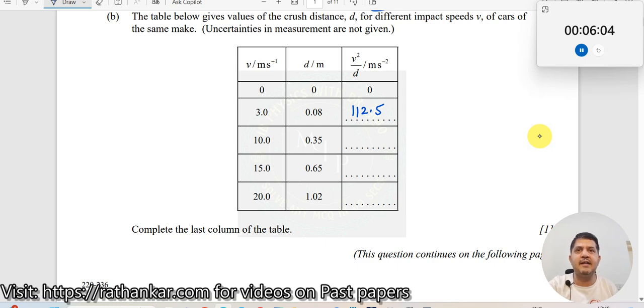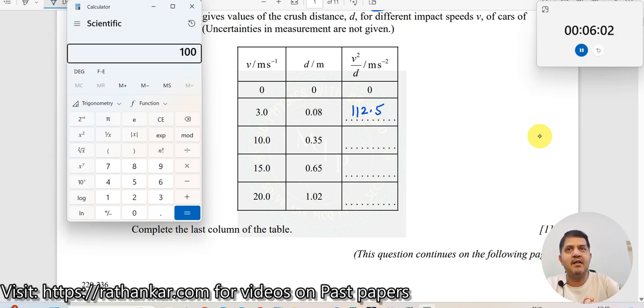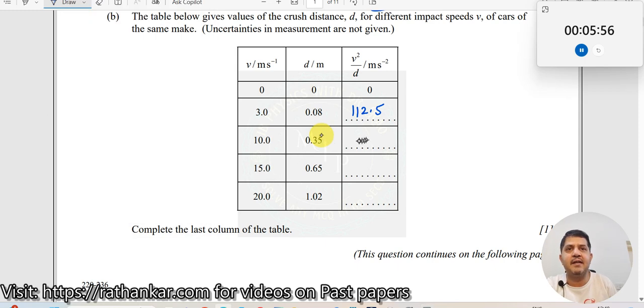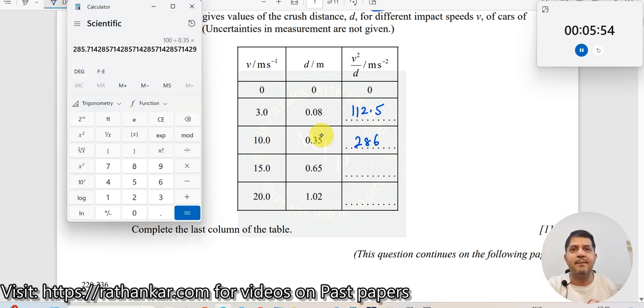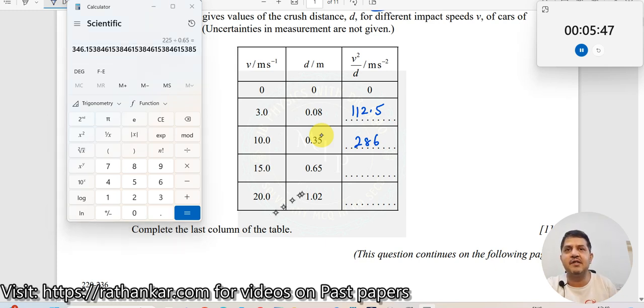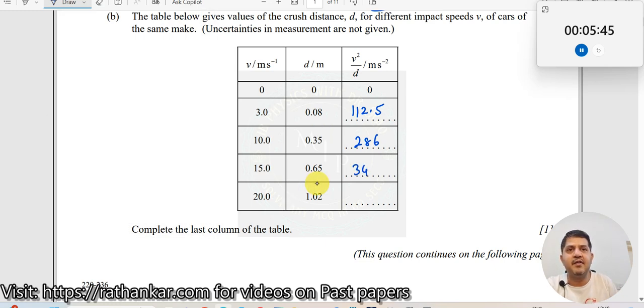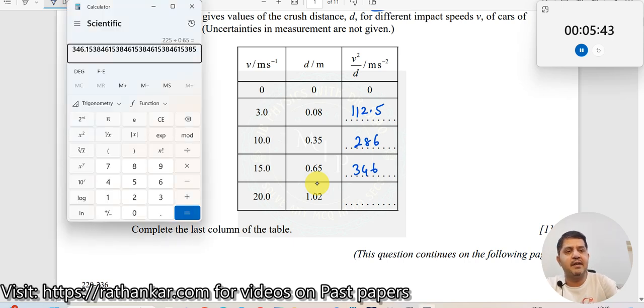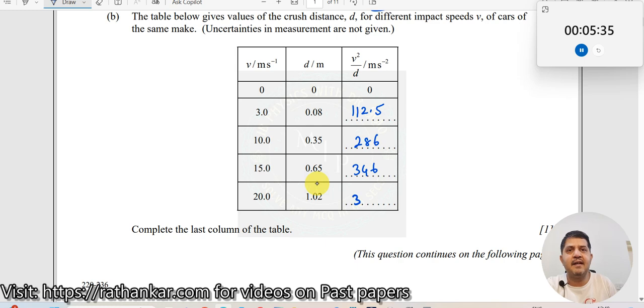And then the next one, 10 square, 100 divided by 0.35. How much does it get? 285.71. I'll write this as 286. Then 15 square is 225 divided by 0.65. How much do you get? This is 346.145. 346 I'll write here. And 20 square is 400 divided by 1.02. So how much do we get? 392.15. I'll write this as 392 here.